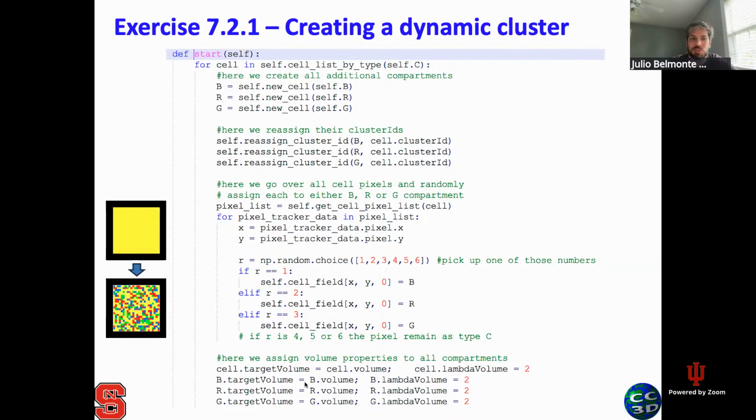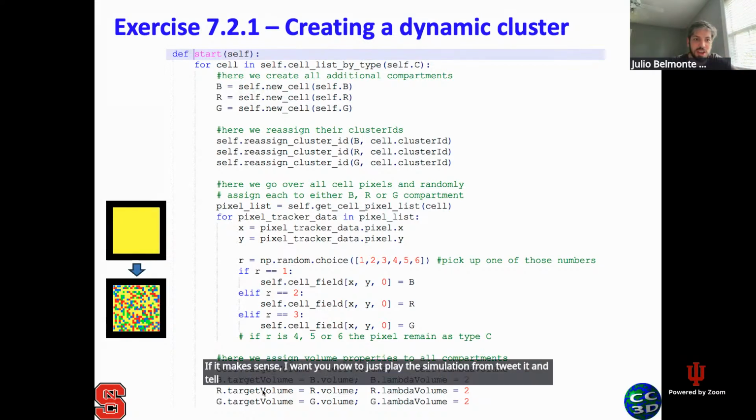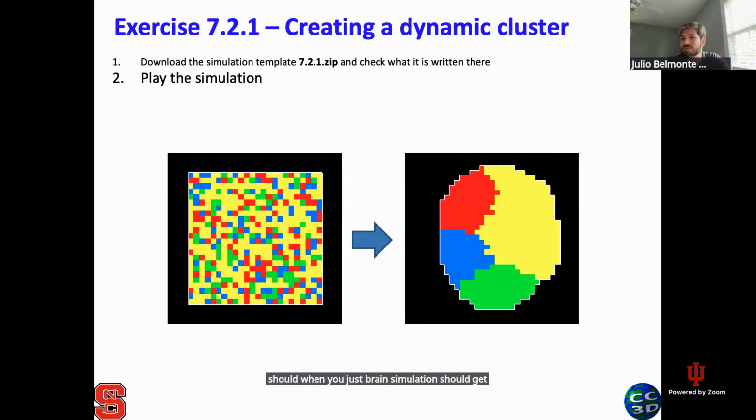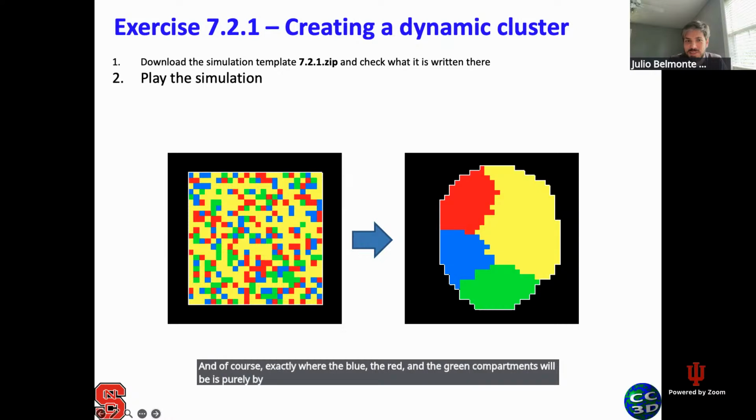If it makes sense, I want you to now just play the simulation and tell me what you get. So probably you should get something that is very similar to what Maisha has. When you just play the simulation, you should get a beach ball. So let me know if you get this output. And of course, exactly where the blue, the red, and the green compartments will be is purely by chance, right?